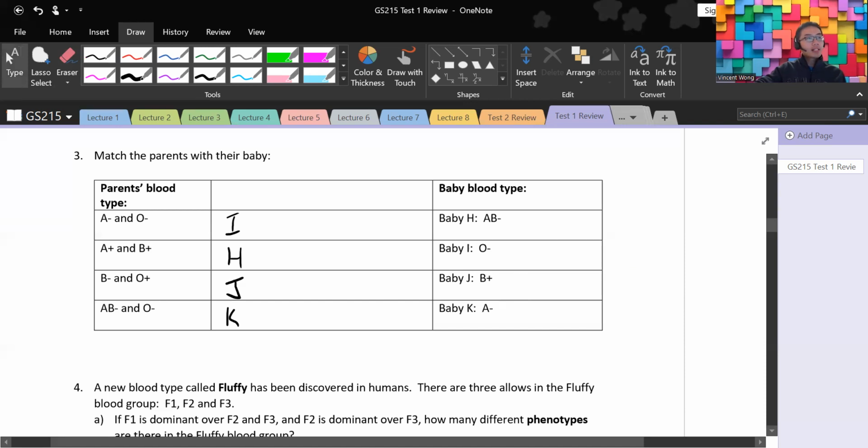Can O negative parents have an O positive baby? Which one are we talking about? Or are we just asking in general, Emma? O general. Okay. O negative can have an O positive baby if the other parent is a positive parent, right?